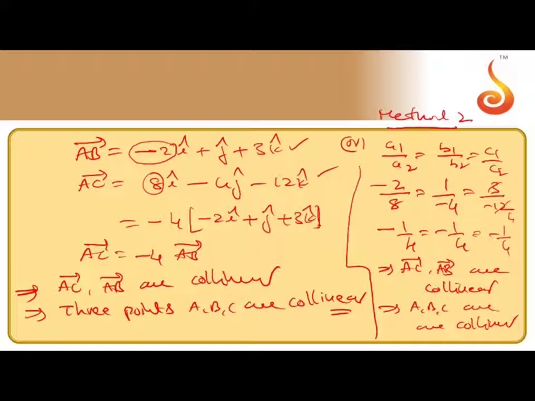That means you can use any method. Once you get AB and AC, you can go for the scalar multiple concept or the ratio concept to get the proof that the three points are collinear. This is the most important problem for 3 marks in PU.